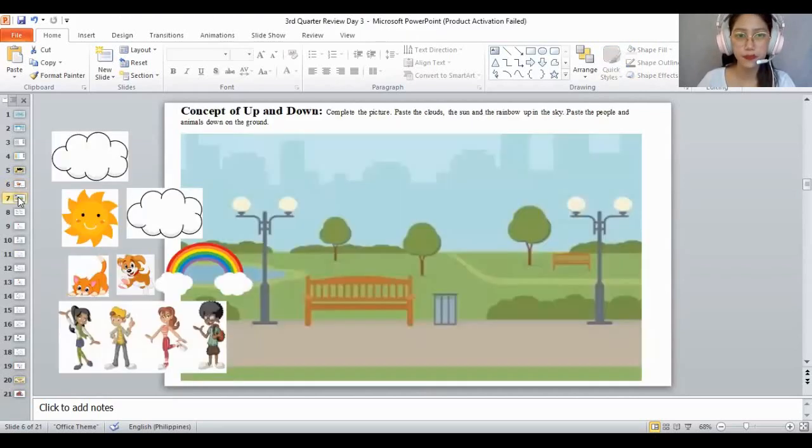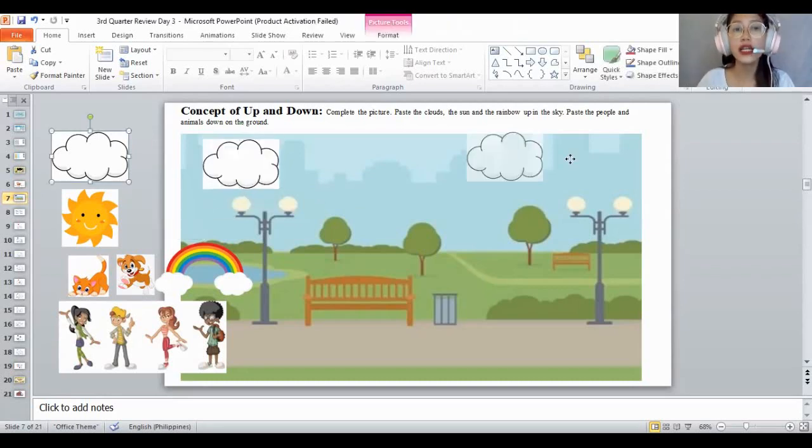The next one, the concept of up and down. Let's paste all the pictures of the clouds, rainbow and sun up in the sky, while the people, cat and dogs are on the ground. Can you point where is up? Up and down, up and down. Again, where did you see the clouds? Is it down on the ground or up in the sky?